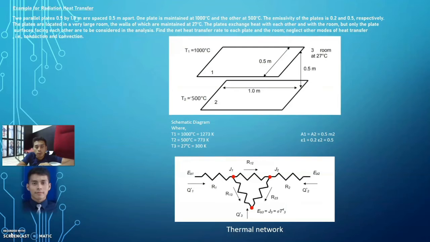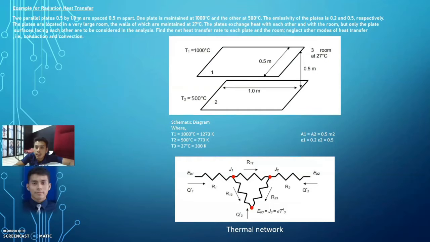Assalamualaikum warahmatullahi wabarakatuh. I'm Muhammad, and now I'll present to you an example question for radiation heat transfer. We have two parallel plates, each 0.5 by 1 meter, spaced 0.5 meter apart. The first plate is at 1000 degrees Celsius and the second plate is at 500 degrees Celsius. The emissivity is 0.2 for the first and 0.5 for the second. The plates are located in a room maintained at 27 degrees Celsius. The question asks to find the net heat transfer rate to each plate and the room, neglecting other modes of heat transfer such as conduction and convection.